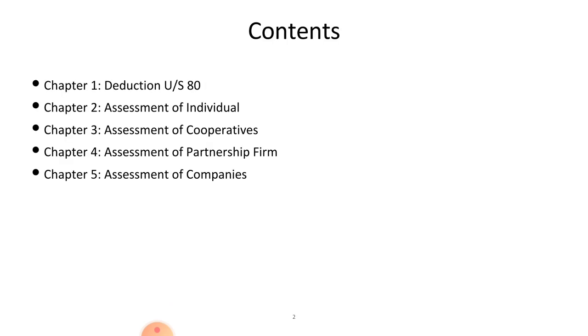These are the contents of your syllabus, that is Chapter 1 Deduction under Section 80, Chapter 2 Assessment of Individual, Chapter 3 Assessment of Cooperatives, Chapter 4 Assessment of Partnership Firm, and Chapter 5 Assessment of Companies.